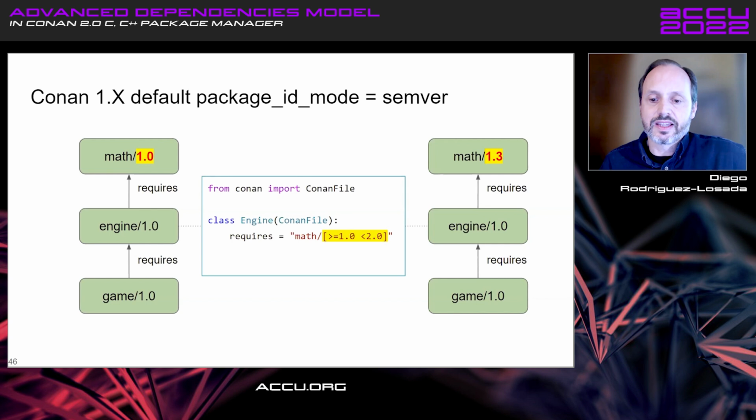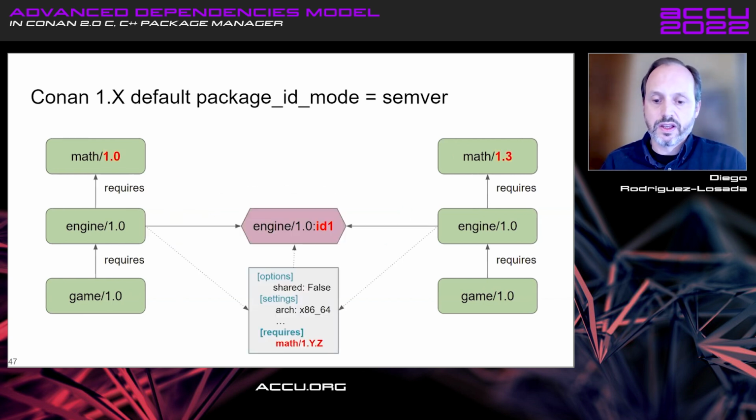And this means that if we have the engine package that contains a version range that allows math between 1 and 2, because we know the math package version is API compatible, we can write this. We can have these two dependency graphs at two different points in time. First, it resolves to math 1.0. And then some time later, they release the math 1.3 version. And then our dependency graph for game contains math 1.3.